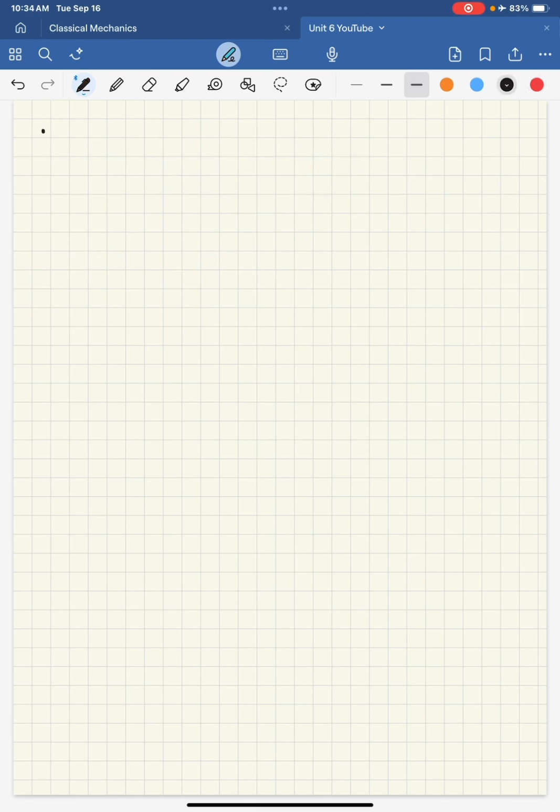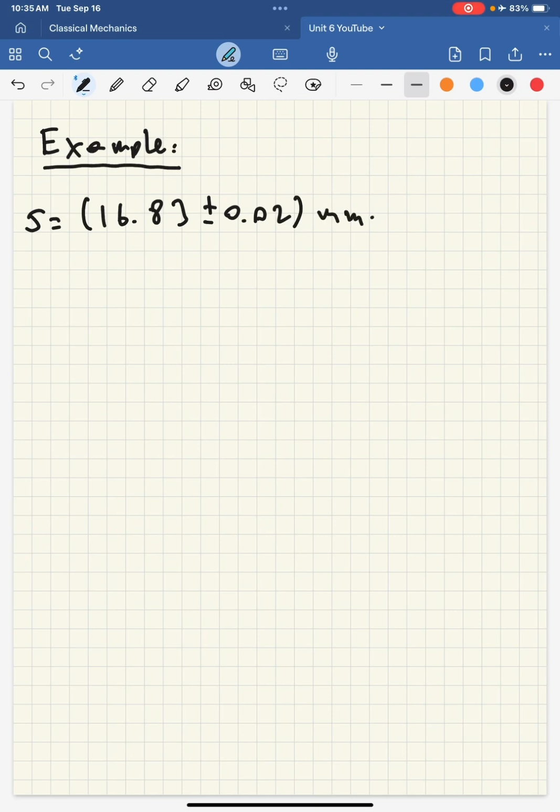Okay, let's go see an example I pulled out of a past paper, but I didn't write down the past paper I took this from. So let's go with it. So I have a quantity S given as 16.83 plus or minus 0.02 millimeters, which for some reason I have converted to centimeters, so let's do 1.683. And to convert millimeters to centimeters, you divide by 10. So you also divide the absolute uncertainty by 10. Okay, so this is what the value is in centimeters.